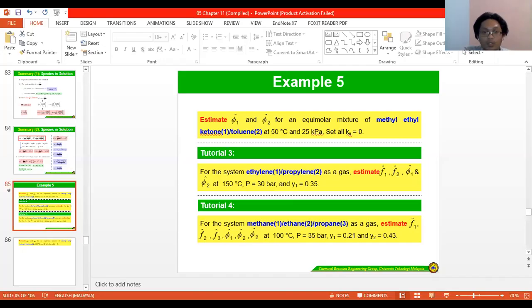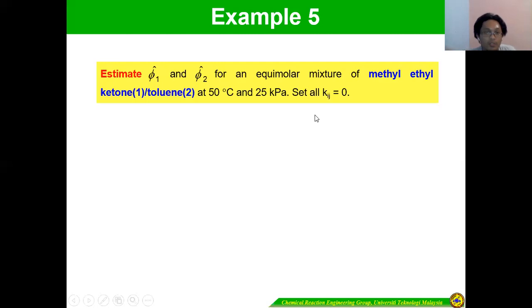Okay, so let's restart on example 5. Example 5 is how to determine the fugacity coefficient as well as fugacity of a component in solution. Previously we already calculated fugacity and fugacity coefficient for the pure species. We did the tutorial also together. Now we are going to calculate the fugacity and fugacity coefficient for two species in a binary system.